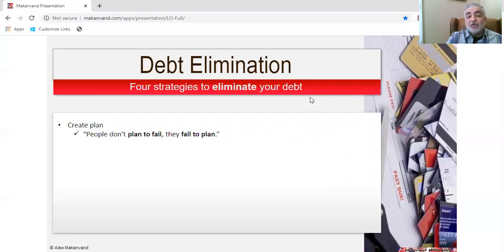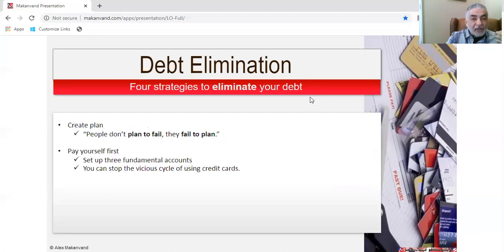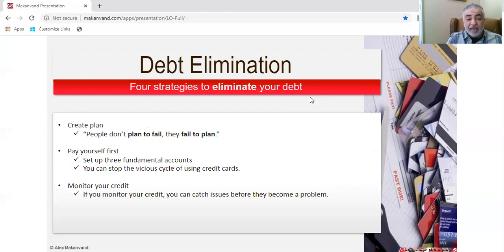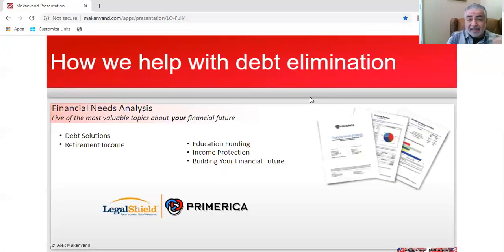So in order to get out of debt, you've got to have a plan. You've got to learn to pay yourself first. That's what I was talking about in terms of paying all that money towards debt versus putting all that money towards paying yourself and your family. And you've got to learn how to monitor your credit, right? So we're going to put you in what we call debt stacking or snowballing, and we're going to use an incredible tool called a financial needs analysis that will assist you and help you. And we offer this financial needs analysis completely free of charge. Other companies charge anywhere from $500 to $1,000 for it. We do it absolutely free.